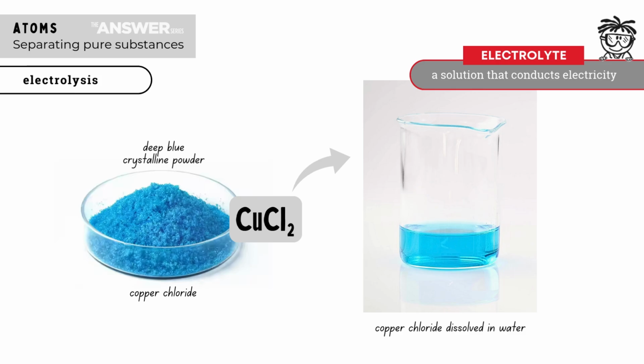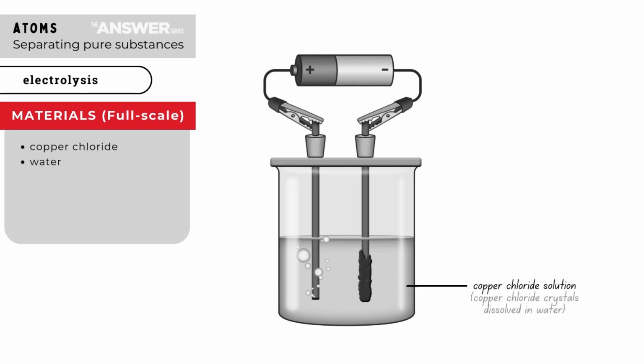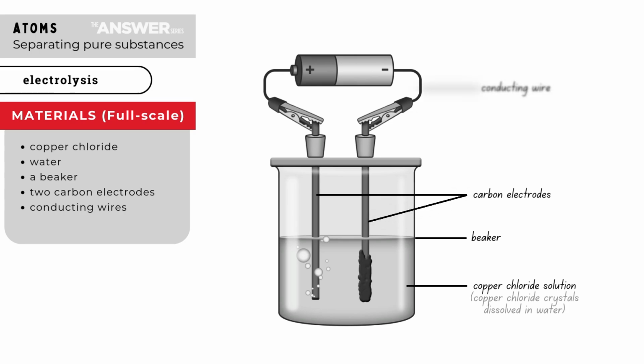When you dissolve copper chloride crystals in water, it can be used as an electrolyte, a solution that can conduct electricity. That makes it ideally suited to the decomposition reaction, which uses electricity. For the full-scale investigation, you will need copper chloride, water, a beaker, two carbon electrodes, conducting wires, and a 9-volt battery.